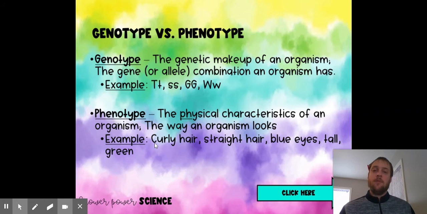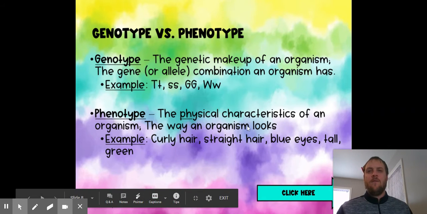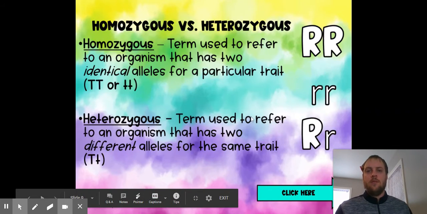So in the last example, we were talking about the hair type. Is it straight hair or is it curly hair? Other examples would be your eye color. Do you have blue eyes, green eyes? Are you tall? Are you short? Things like that. Right? Phenotype is the physical appearance.